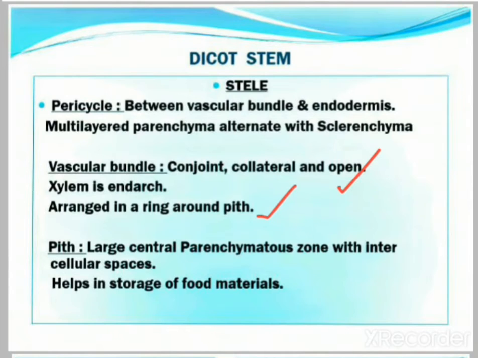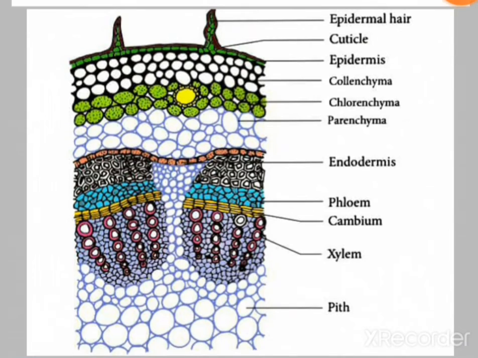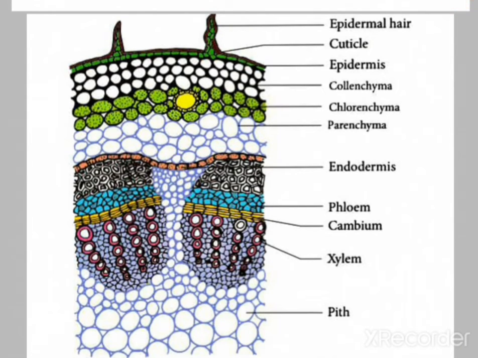Next, pith. The large central parenchymatous zone with intercellular spaces are called pith. It helps in storage of food materials. The vascular bundles are arranged in a ring around the pith. This arrangement is called eustele. Here, the cambium is found between xylem and phloem. This type of vascular bundles are called open vascular bundles.